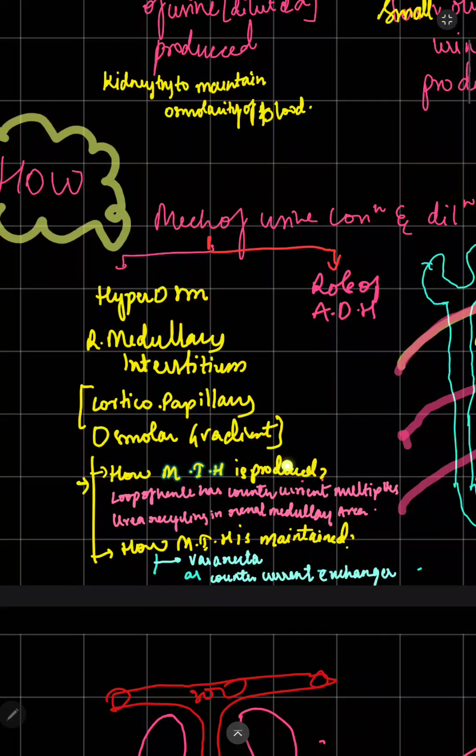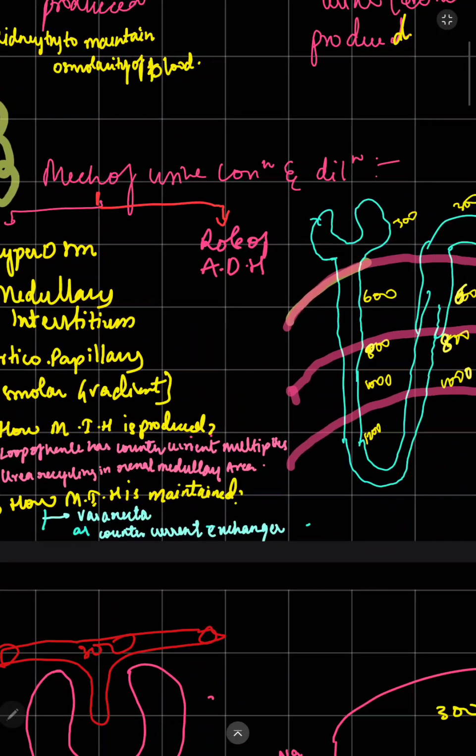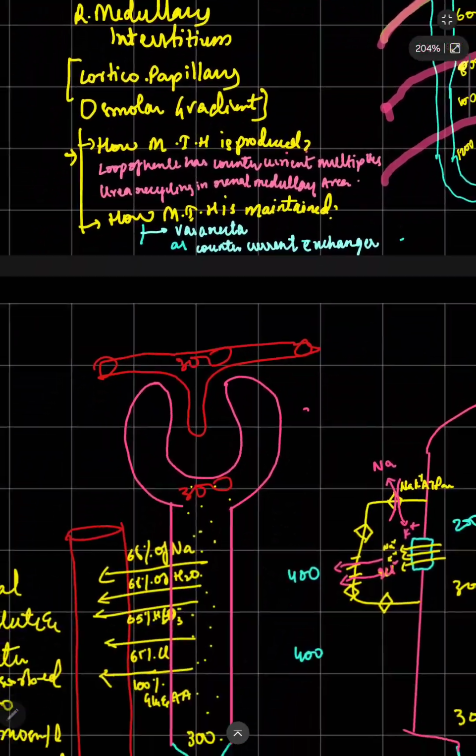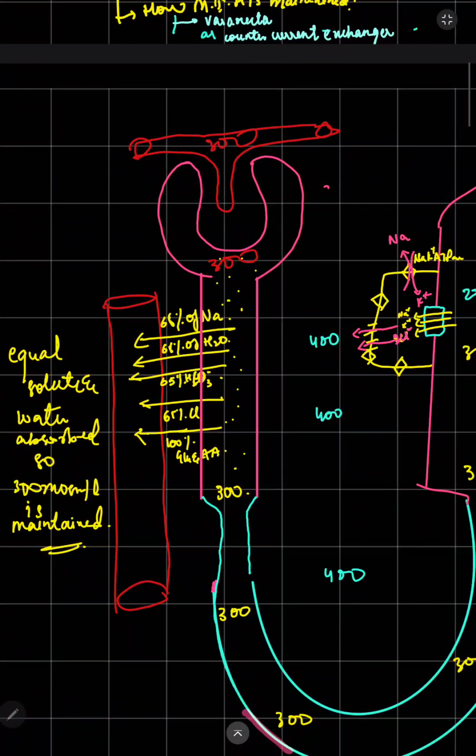And how is the medullary interstitial hyperosmolarity produced? It is produced in two ways: the loop of Henle has a countercurrent multiplier, and there is urea recycling in the renal medulla. These two processes are responsible for producing medullary interstitium hyperosmolarity, and it has to be maintained, otherwise it will be washed out. That is done by the vasa recta, which is a countercurrent exchanger. And there is another role of ADH. So basically these things are responsible for concentration and dilution of urine.